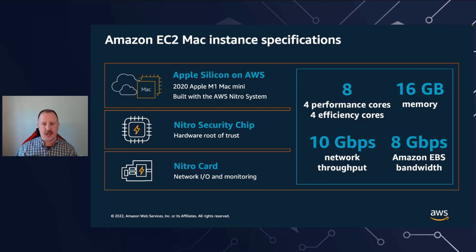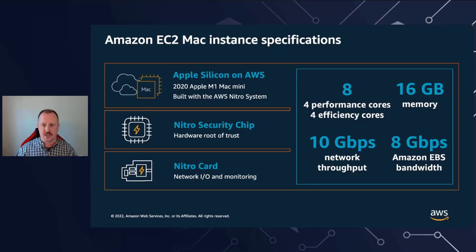We've gone with the 8-core model that has 4 performance and 4 efficiency cores, the highest memory available, the 16 gigabytes of RAM. And thanks to the AWS Nitro system, we're able to offer 10 gigabits of network throughput and up to 8 gigabits of Amazon EBS bandwidth.